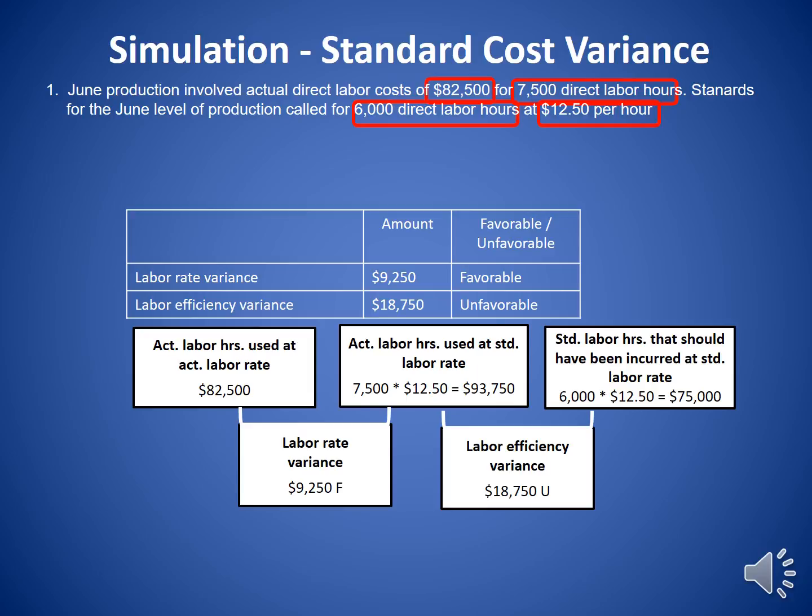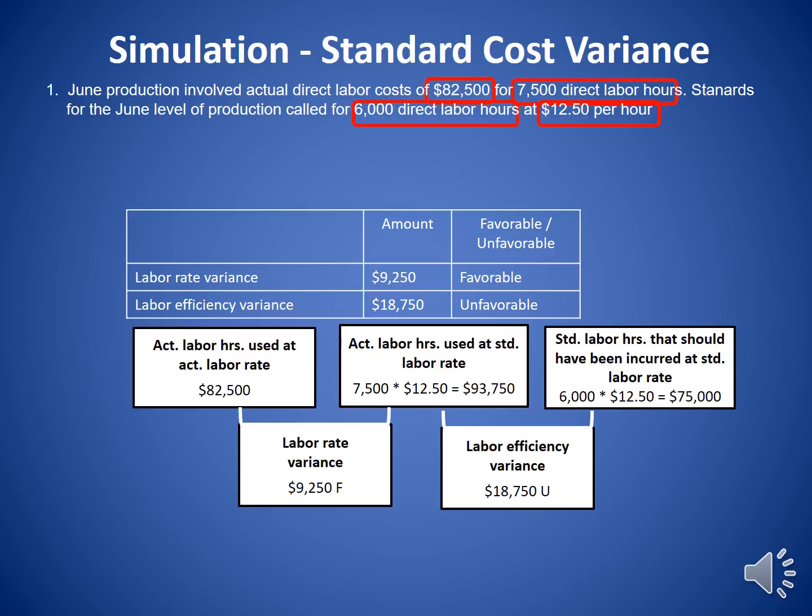Okay, the first thing we know is the actual labor. We want to calculate our actual labor cost, and it's our actual labor hours used at the actual labor rate. But in this case, we don't even have to calculate that because we're told our actual direct labor cost for payroll is $82,500. So we insert that in the actual cost box.